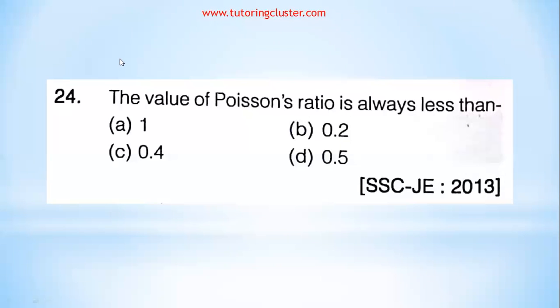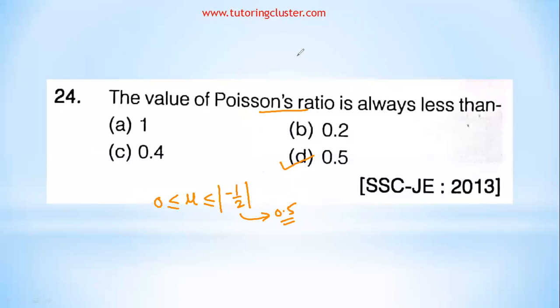Next, the value of Poisson's ratio is always less than. Okay, so you have to remember that the value of Poisson's ratio will lie between 0 to half. So basically it is always less than what? It is always less than 0.5. Okay, next.